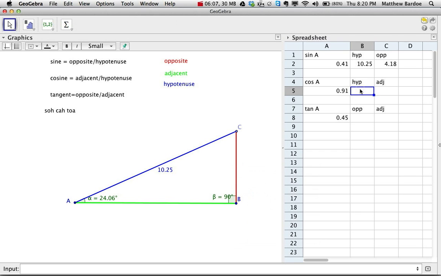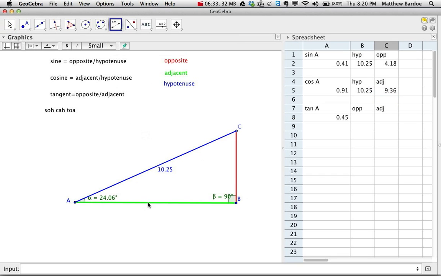What about, could I figure out what the adjacent is? So 10.25. Cosine is telling me that for an angle of 24 degrees, the adjacent side is about 91% of the hypotenuse. So I'm going to say 91% of the hypotenuse is the adjacent, 9.36. Let's see if that works out. Sure enough, 9.36. It's exactly what we thought it would be.